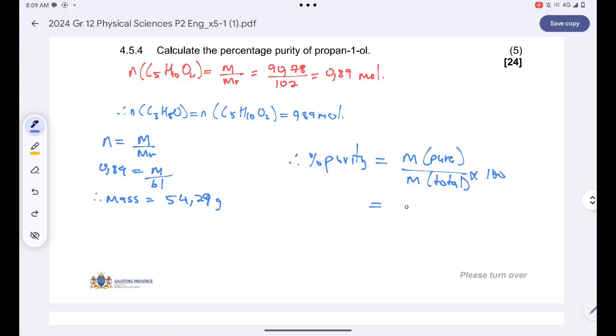multiplied by 100. The pure mass is just 54.29 and the total mass of our alcohol is 60 grams. Multiply this by 100, you will simply get an answer of 90.48%. So our alcohol, guys, was not 100% pure, but it was 90.48% pure. The other part of it was just impurities. So that's how, guys, you should have tackled that question over there.